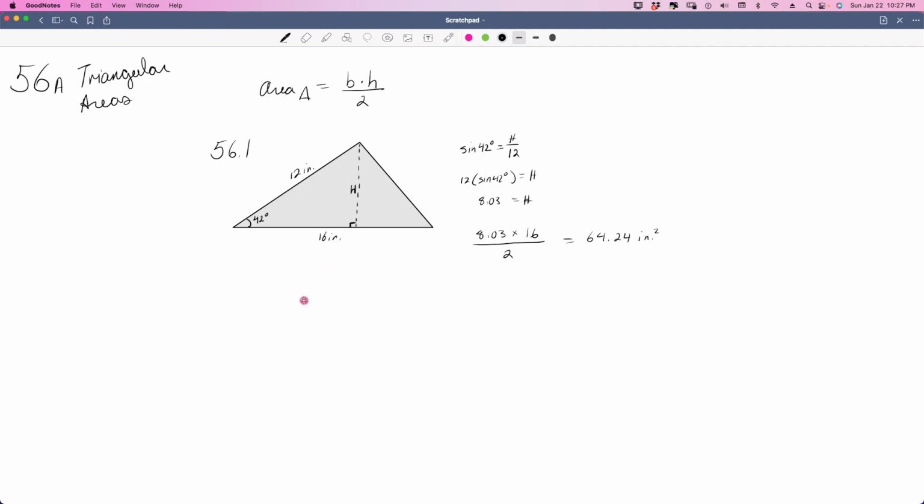Let's see if we have another practice problem for this. Yes, we do. Let's try another one. All right, so we need to find the area of this triangle, but we don't have the same shape and we don't have the base here. We don't have a height for this base to calculate it. So we got to think outside of the box just a little bit.